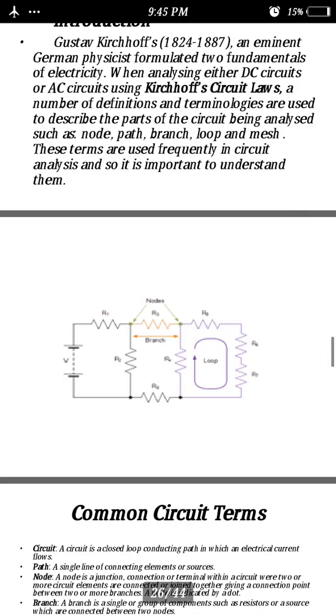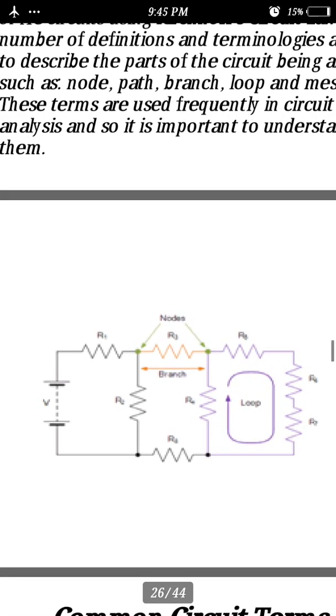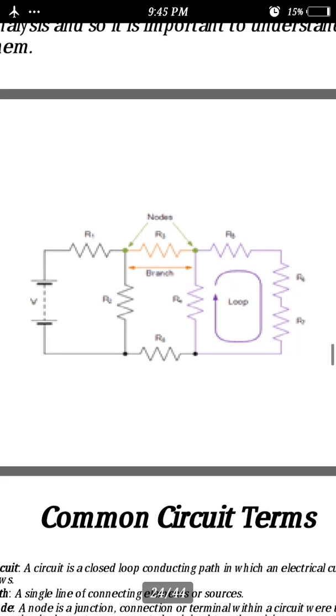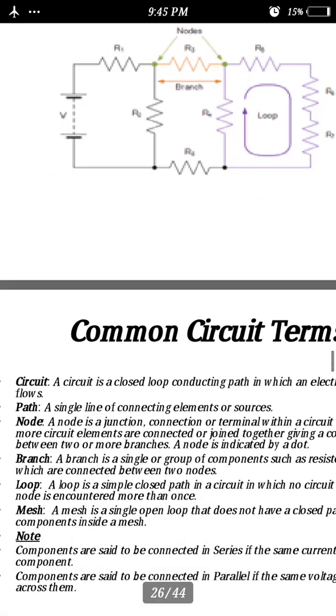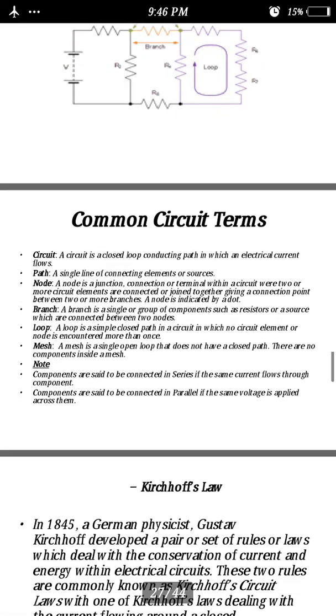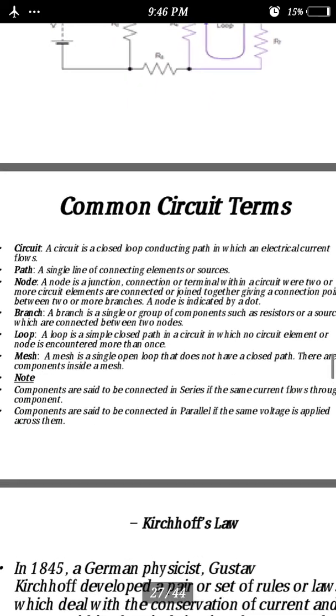This is the diagram which helps you to understand the branch, node and loop. The orange color describes the branch, the node is represented in green color, and the loop is represented in purple color. A circuit is a closed loop conducting path in which an electrical current flows. A path means a single line of connecting elements or sources.